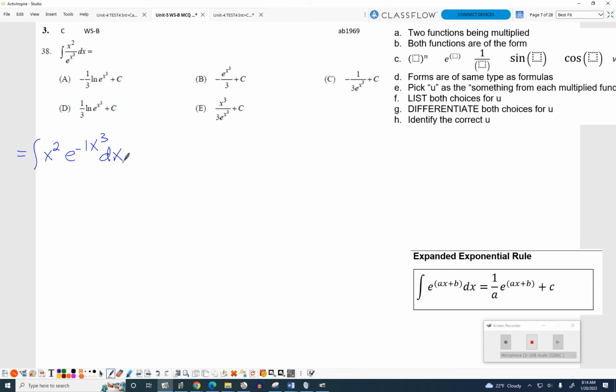That would have allowed me, with a little bit of foresight, to say, hey, I can tell that the only possible choice for u here is negative 1 multiplied by x cubed. The other choice isn't going to work. There's no reason for me to write it down. I would do the next step in my head.